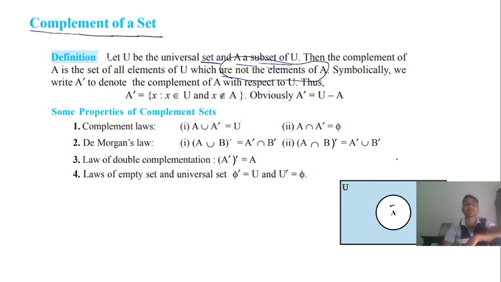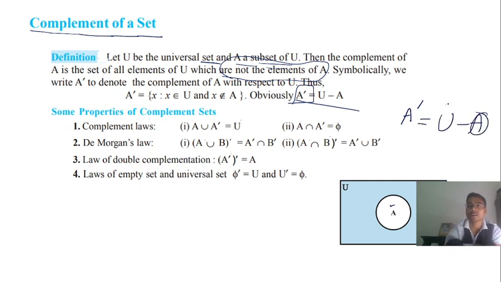So all you have to do is just remove all the elements of A from the universal set, then you will get the complement of the set. The complement is represented by A dash, which is equal to U minus A, meaning just remove all the elements of A from U. The left elements will be the complement of A.